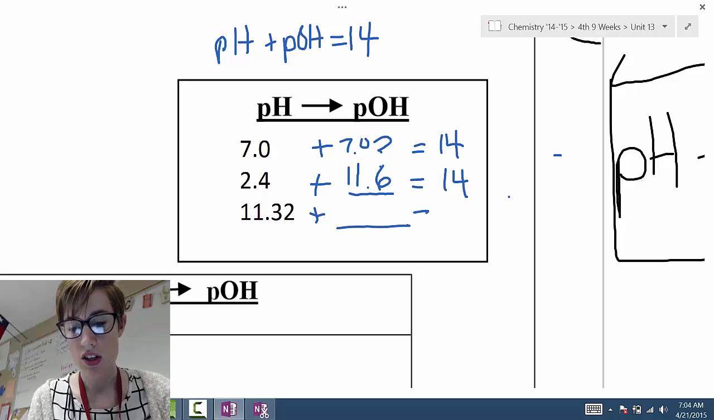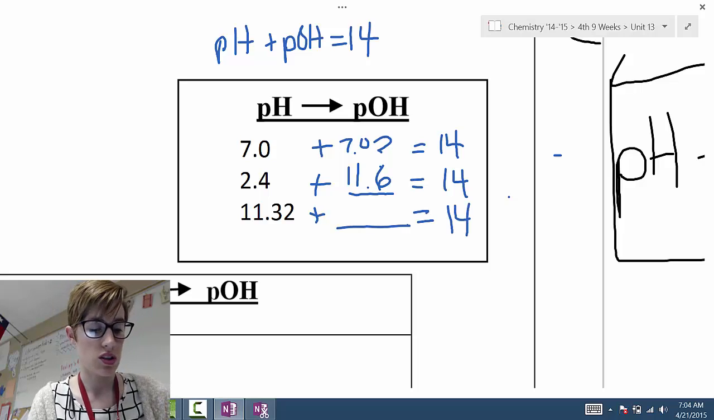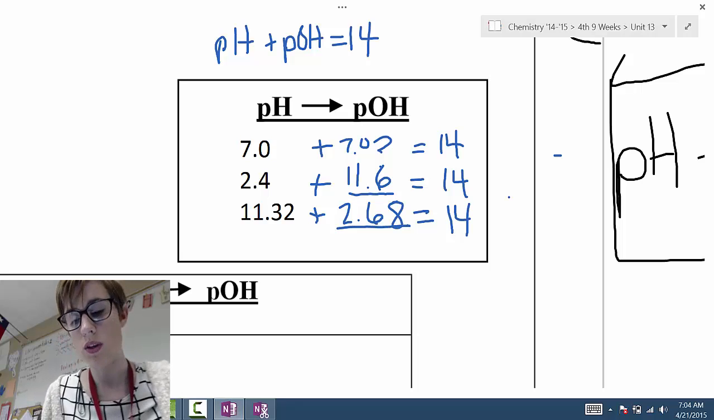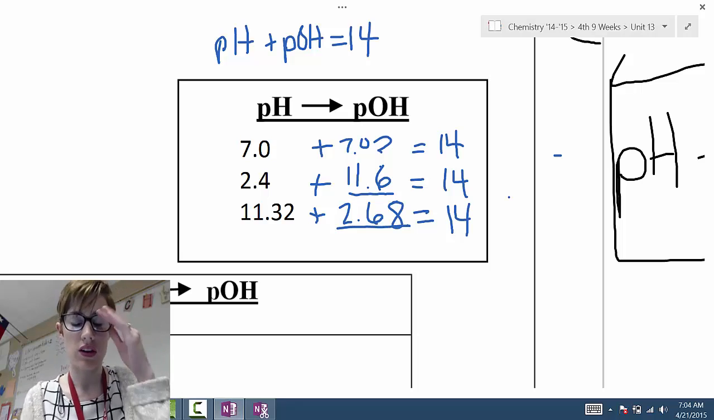And same thing here. I've given you pH. How do you find pOH? You just subtract. I didn't give you pOH and ask for pH, but it works the same way. You just always subtract from 14 to find the one that you're missing.